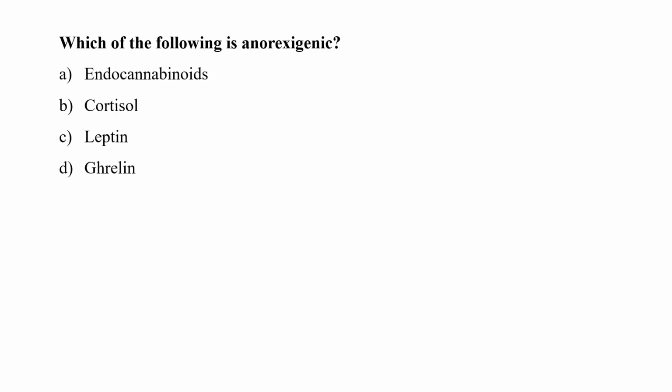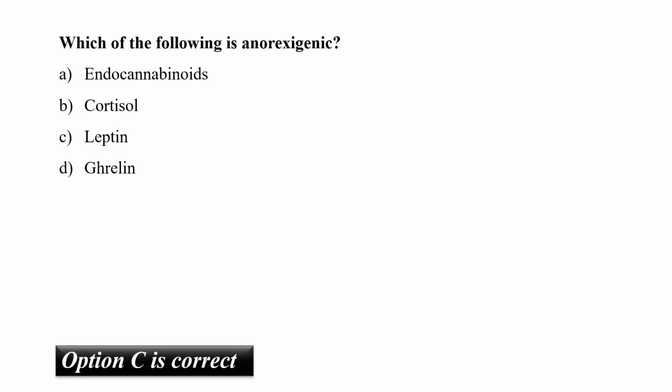Which of the following is an example of an anorexinic hormone? Endocannabinoids, cortisol, leptin or ghrelin. First of all, we should know what an anorexinic hormone is. Any hormone which reduces the appetite or your feeling of hunger is called an anorexinic hormone, like insulin, leptin, cholecystokinin, or even alpha melanocyte stimulating hormone. Ghrelin is the opposite of an anorexinic hormone. So hence here leptin would be the correct choice.